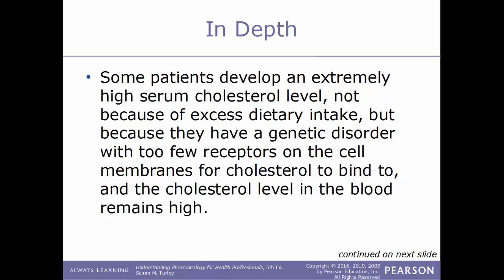Now, some patients develop an extremely high serum cholesterol level, not because of an excess dietary intake, but because of a genetic disorder, with too few receptors on the cell membranes for cholesterol to bind to. So the cholesterol level in the blood remains high because it doesn't have anywhere to go.